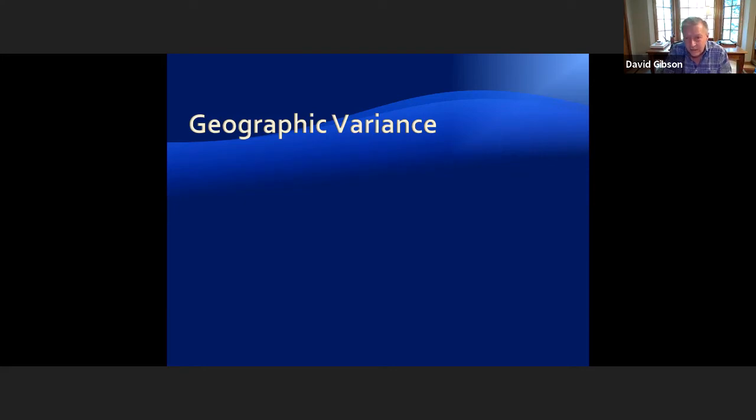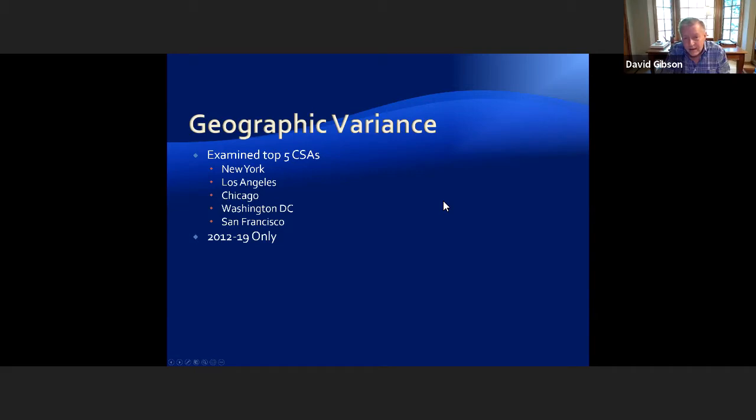I also attempted to look at it geographically, but not with a whole lot of results there. I looked only at the top 5 consolidated statistical areas, so very large areas for New York, Los Angeles, Chicago, DC, and San Francisco. And here, because I am using PUMS data to classify that, I do have changing geographies in the data that was available starting in 2012 going to 2019 based upon the 2010 census definition that took place then. So that's all I'm looking at for this particular foray.